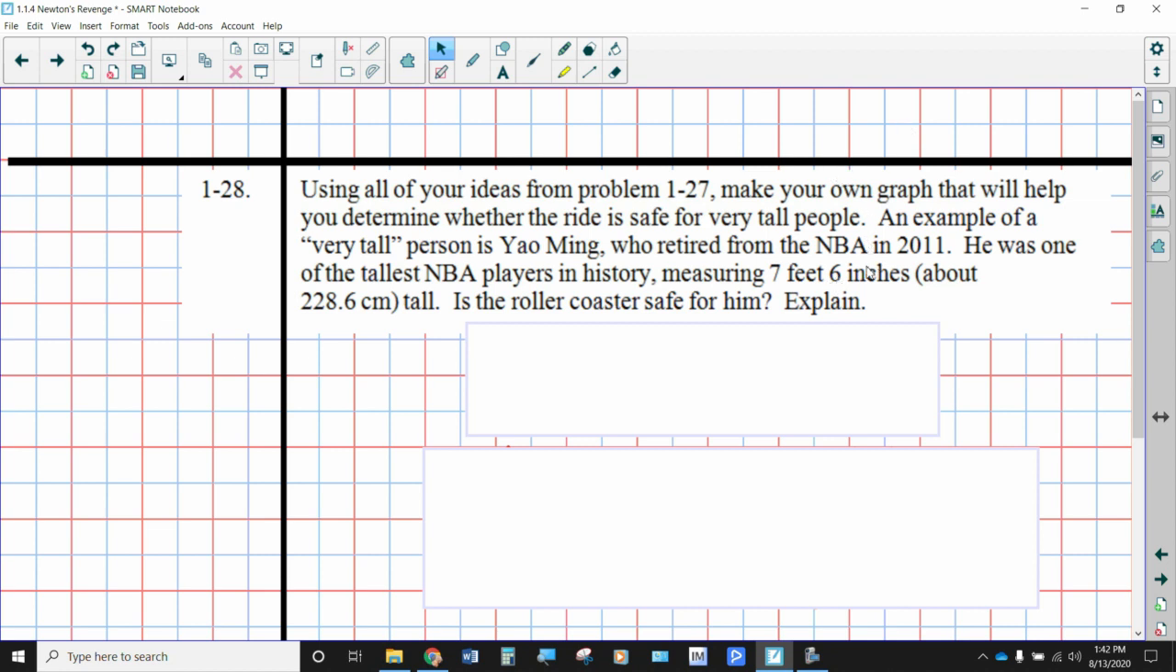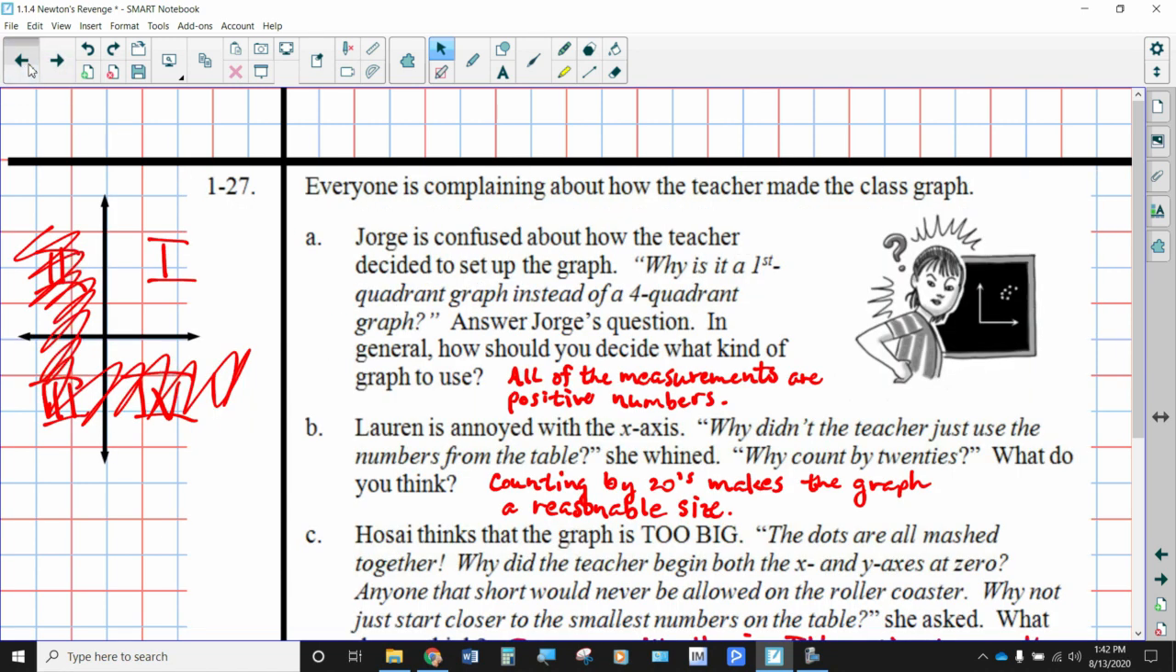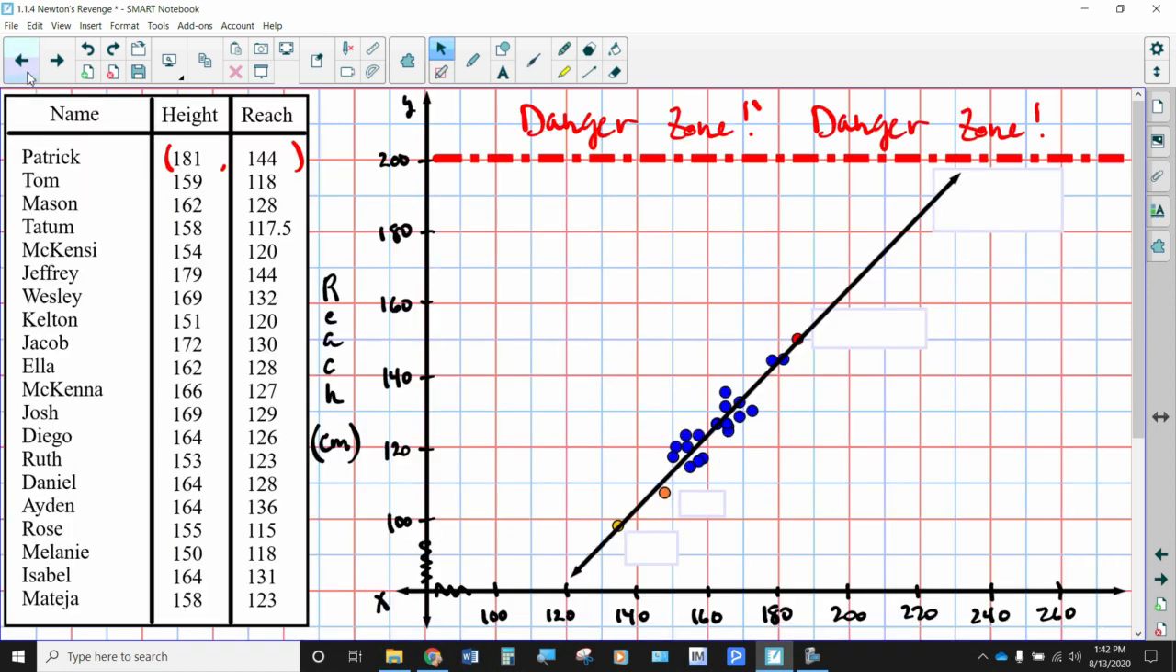So it turns out that you don't have to do the conversion here. 7 feet 6 inches is about 228.6 centimeters, round up to 230, but a little bit less than 230. So we can now use our line of best fit to try and determine what his likely reach would be. Now, we can't account for the fact that he might be an outlier with exceedingly long arms, but if we consider everything to be somewhere within the average, plus or minus a few centimeters, we should be able to determine whether or not it's safe for him to ride.